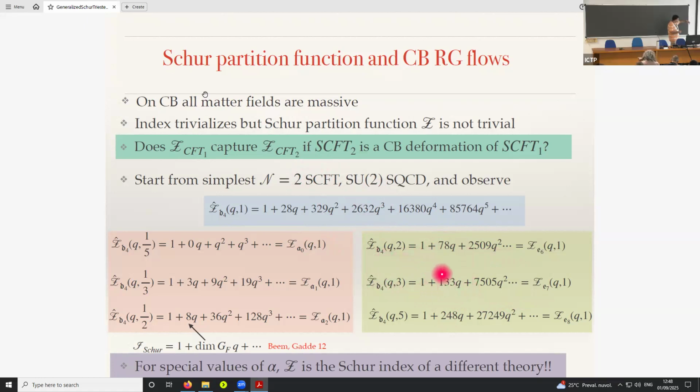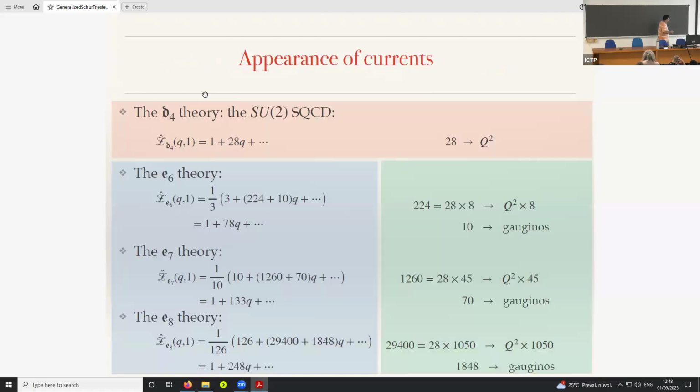If you set alpha equals 3, you see representations of E7 appearing, and so on. So somehow it knows about it, and you can actually try to understand it. For the SO8 theory, for this SU2 SQCD, you can very well understand where the 28 comes from. Again, these are just moment maps. You can count the moment maps, and you can see this 28.